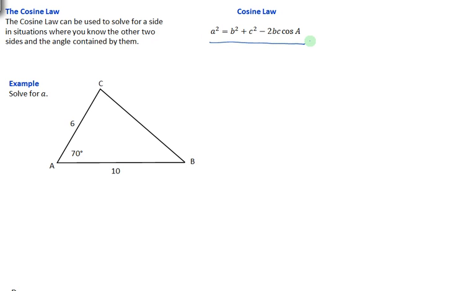So in the diagram example that we have shown here, we know side B equals 6, and we know side C equals 10, and we also know angle A. So the situation that we have is we have a side that we know, another side that we know, and we know the angle that they form, and we're trying to figure out the length of the side that is across from that angle. And that's the classic setup for the cosine law. So we know it will work here.